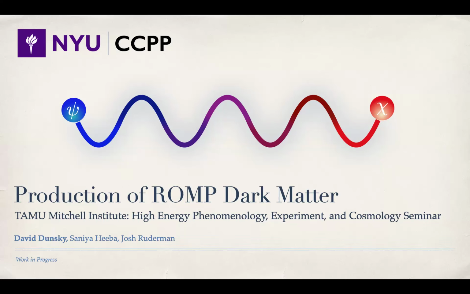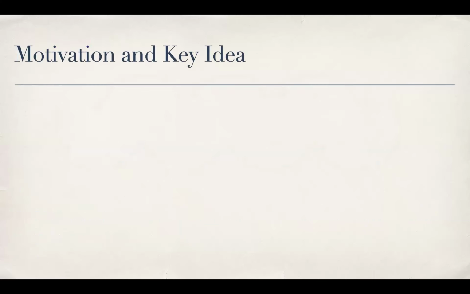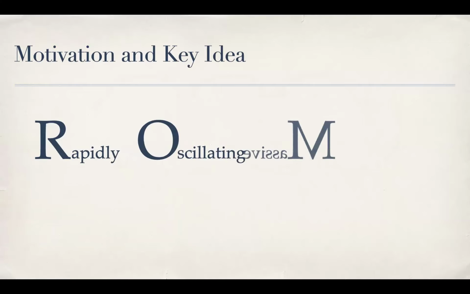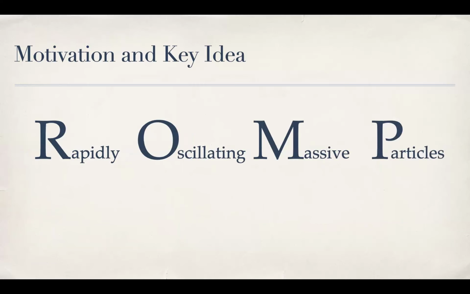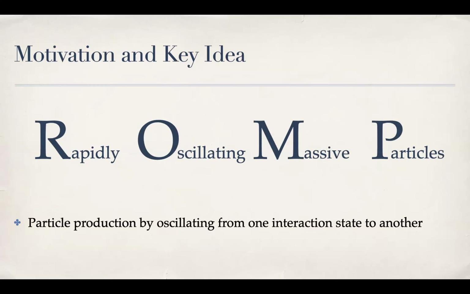So I want to tell you a little bit about some ongoing work with Josh Ruderman at NYU and Sonia Ebai at McGill on a new framework for dark matter production, which we call ROMPs. So you may ask, what in the world is a ROMP? Well, it stands for rapidly oscillating massive particles. Don't worry, not all slides are going to be like this. It's something you're very familiar with. The idea is a way to produce dark matter via oscillating from one interaction state to another.